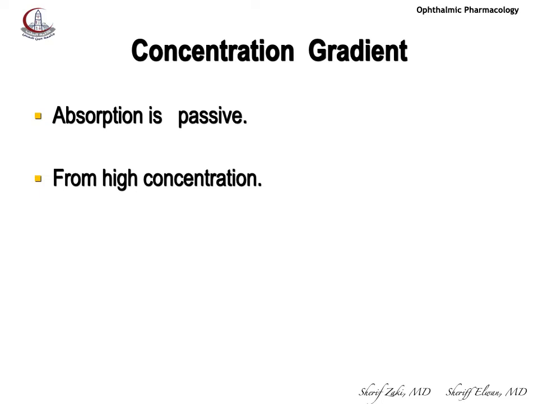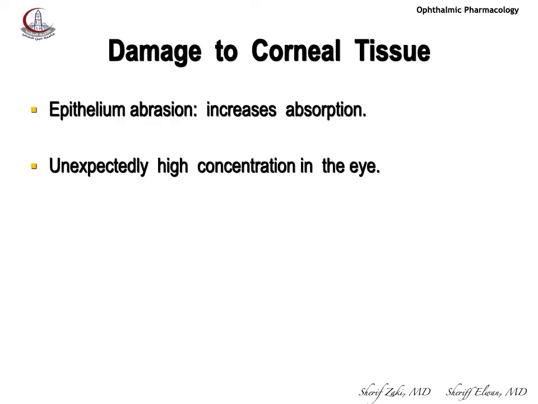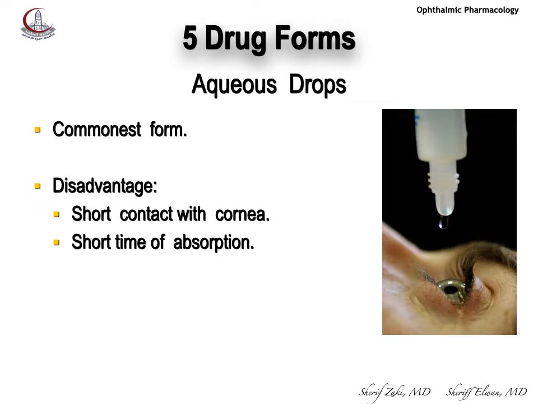A concentration gradient results in passive absorption, that is, a process that is not energy motivated, and the drug passes therefore from the higher concentration to the lower concentration. The third factor, once the epithelium is denuded or abraded or removed, is a factor that increases absorption, and therefore there might be an unexpectedly high concentration in the eye.